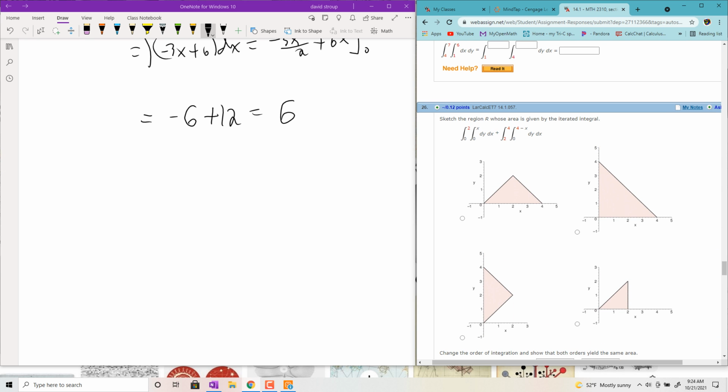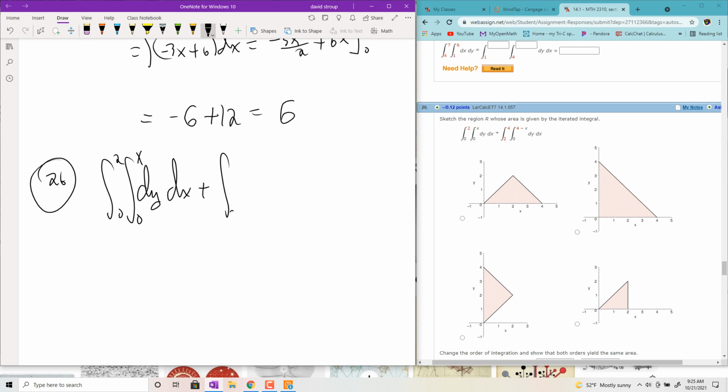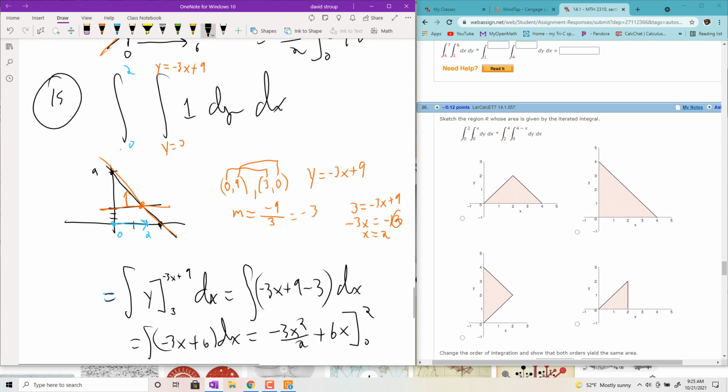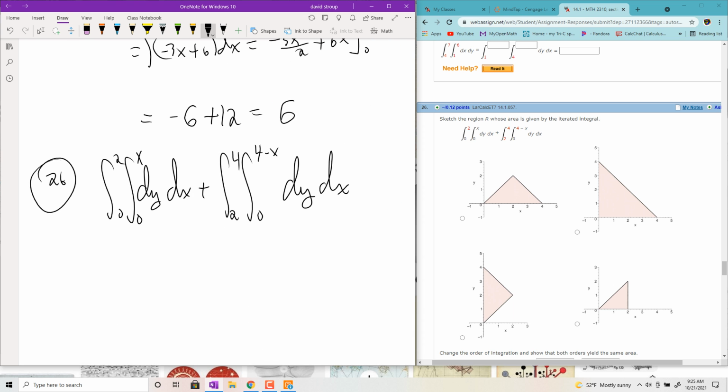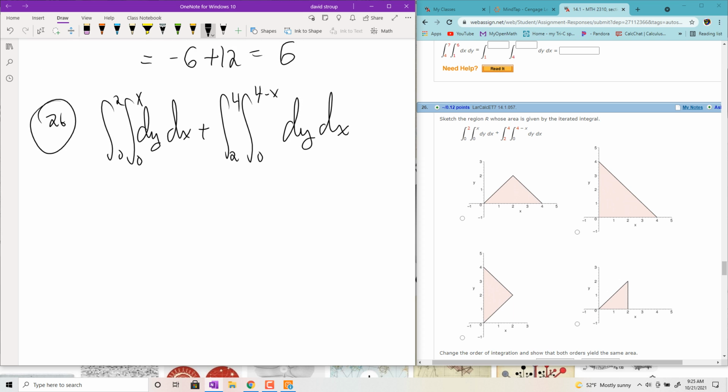So number 26, I have the integral from 0 to 2, and the integral from 0 to x, dy, dx, and then plus the integral from 2 to 4, the integral from 0 to 4 minus x, dy, dx. Okay, so the first thing that's different about this problem is we need to draw the area based off of the integrals.